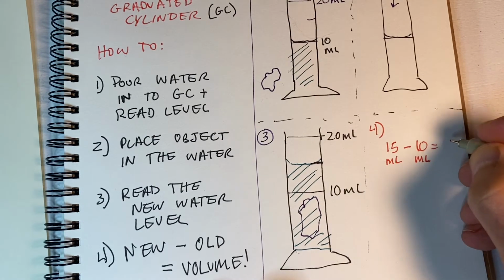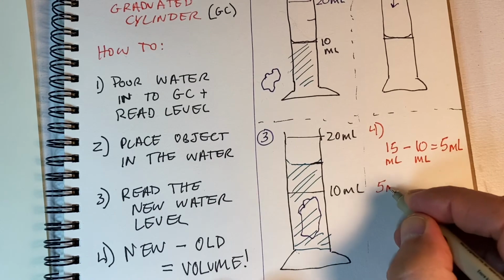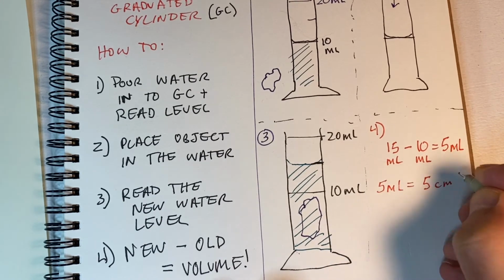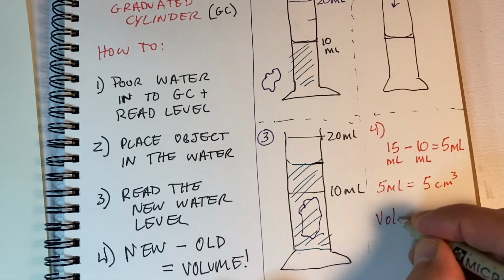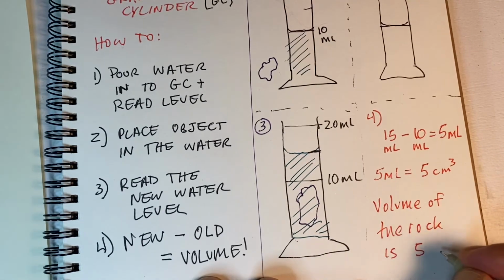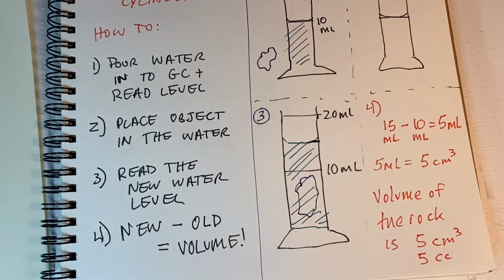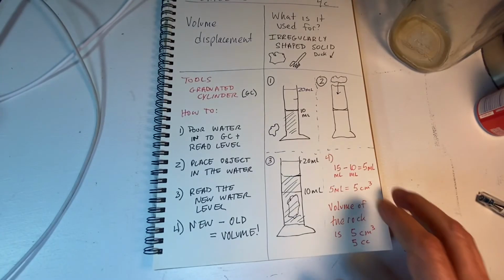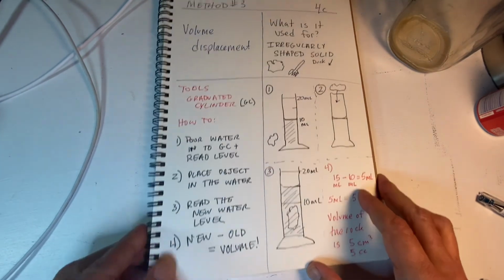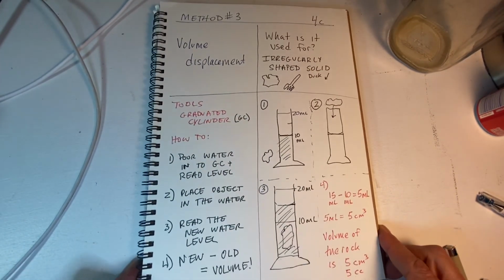We subtract 10 from 15 to get the volume of water displaced. Then we convert 5 milliliters of water into 5 cubic centimeters. When we report the volume of the rock, we're going to say it's 5 cubic centimeters, which we can write in 2 different ways. Take a minute now and just review the notes and make sure you have everything you need before you stop the video. Thanks for all your hard work.